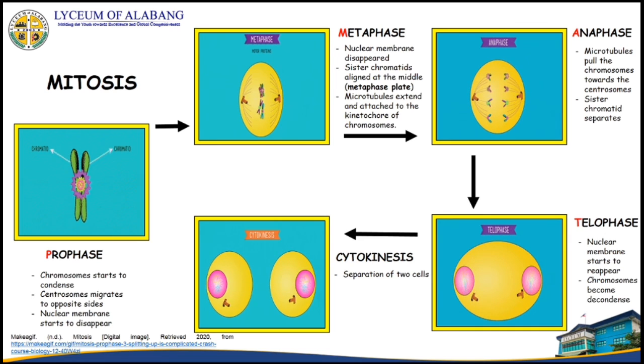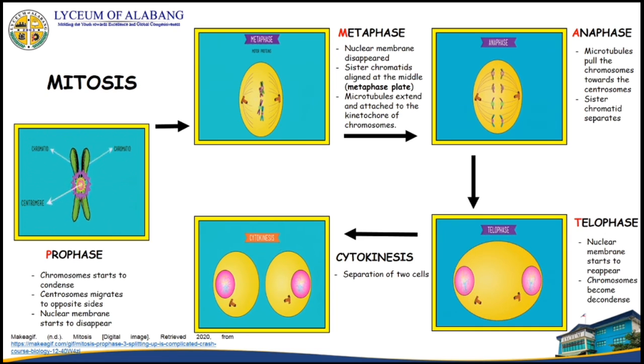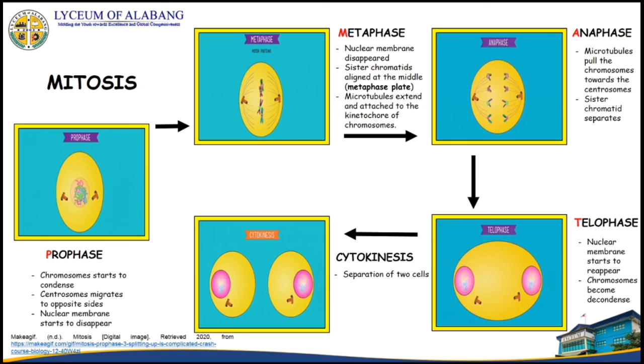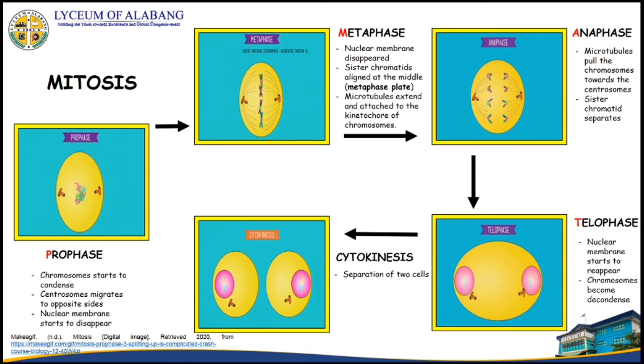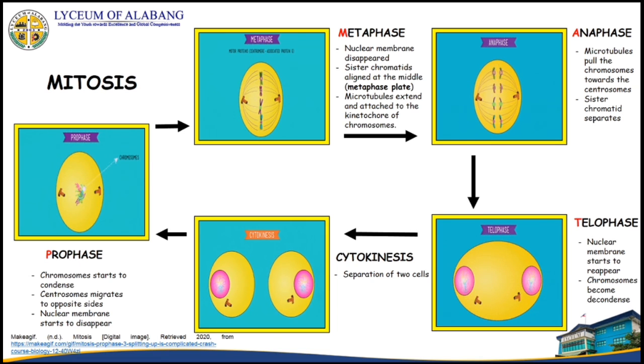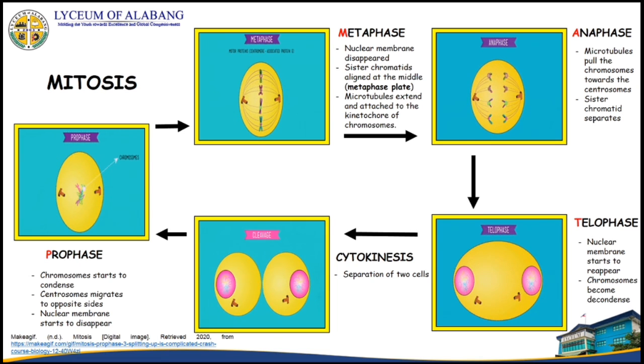When cytokinesis finishes, we end up with two new cells, each with a complete set of chromosomes identical to those of the mother cell. The daughter cells can now begin their own cellular lives and go through another cell cycle.